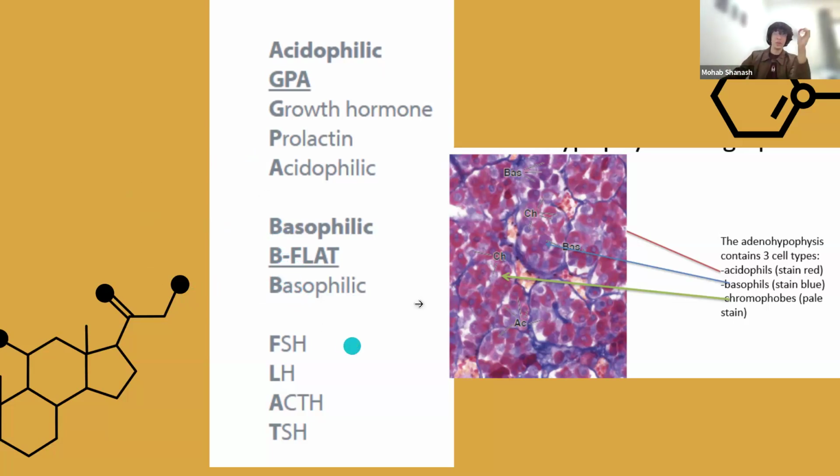So what they could ask you on the exam is they could point, for example, at a basophilic cell, and ask you what the cell name is or what it releases. They could do the same for acidophilic. Okay.